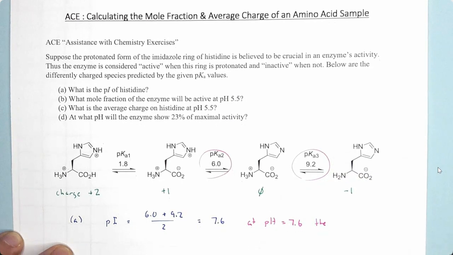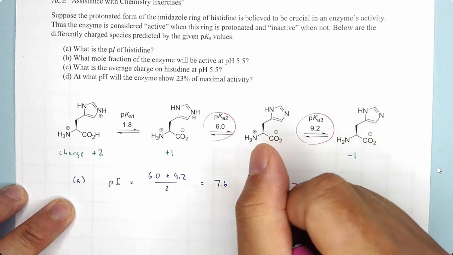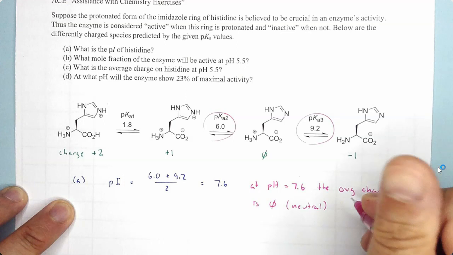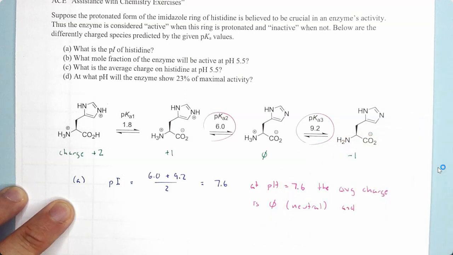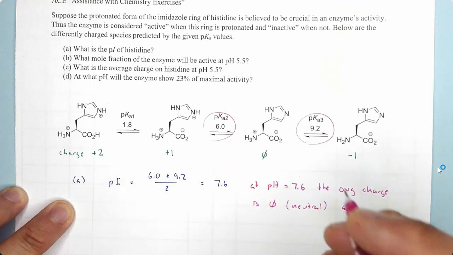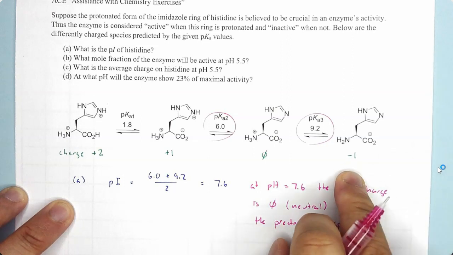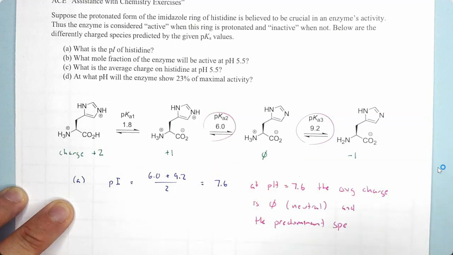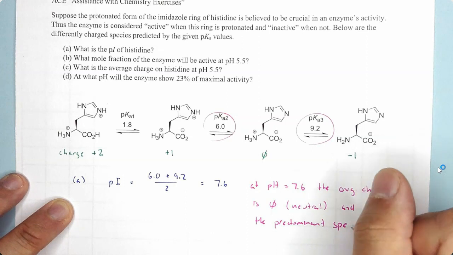there are a couple ways we could say this. The average charge is 0, neutral, in other words. And the predominant species will have a charge of 0. Now, there will be some molecules that are -1, some molecules that are +1, so on average it's 0, and the majority of the species will be 0, neutral.